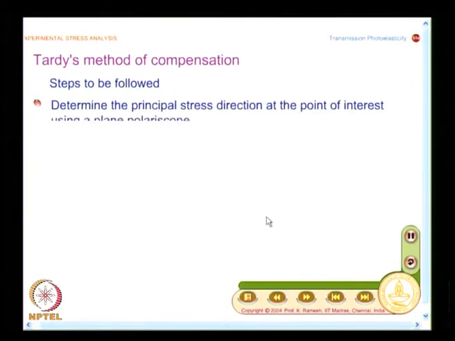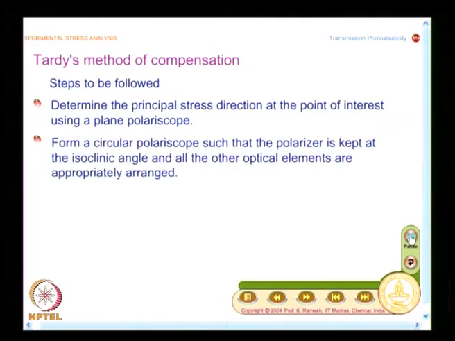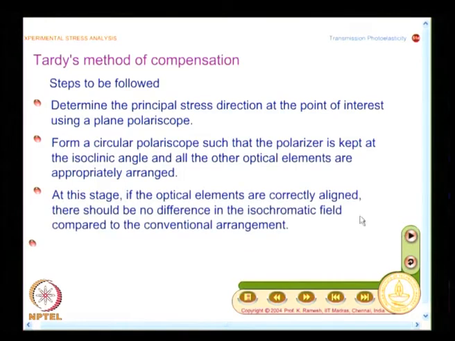Then we moved on to what is known as Tardy's method of compensation. The focus here is, instead of using an external compensator, can one of the elements in the polariscope itself be used as a compensator.